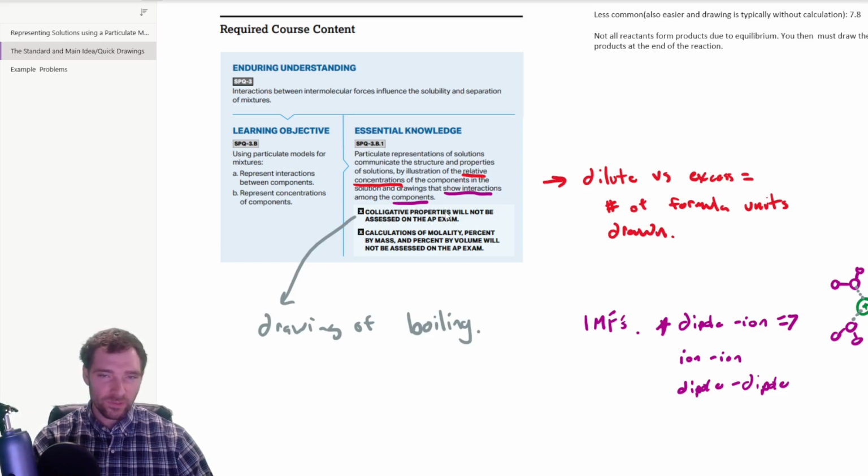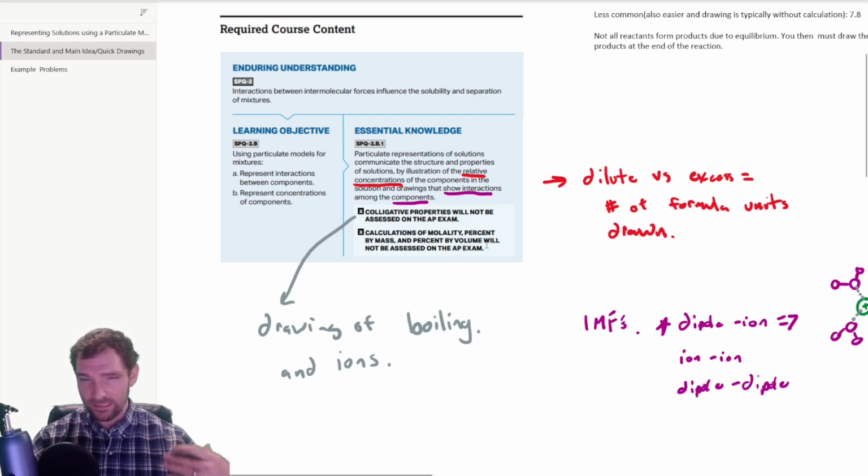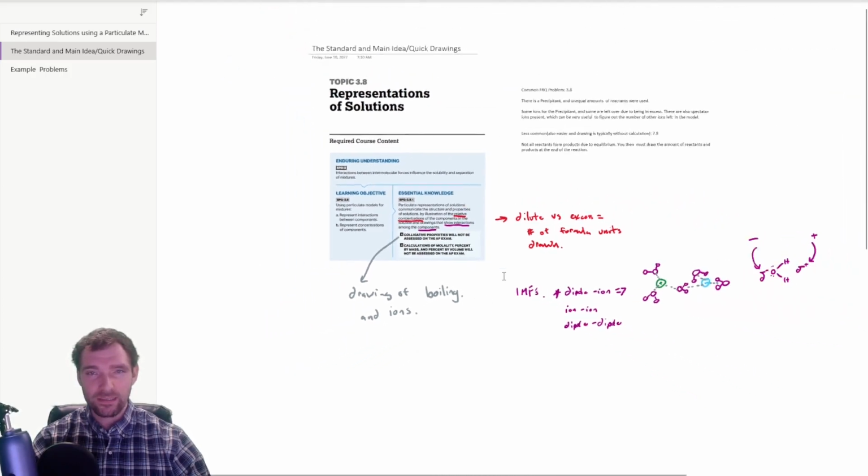And then you might have to do that with ions, drawing with boiling and ions. That could be definitely something where it's like, well, why is the boiling point of like sugary water higher than not sugary water? And you might have to draw in some of those intermolecular forces to show that and then explain it. So there might be something where it's just conceptual where they could have you do that.